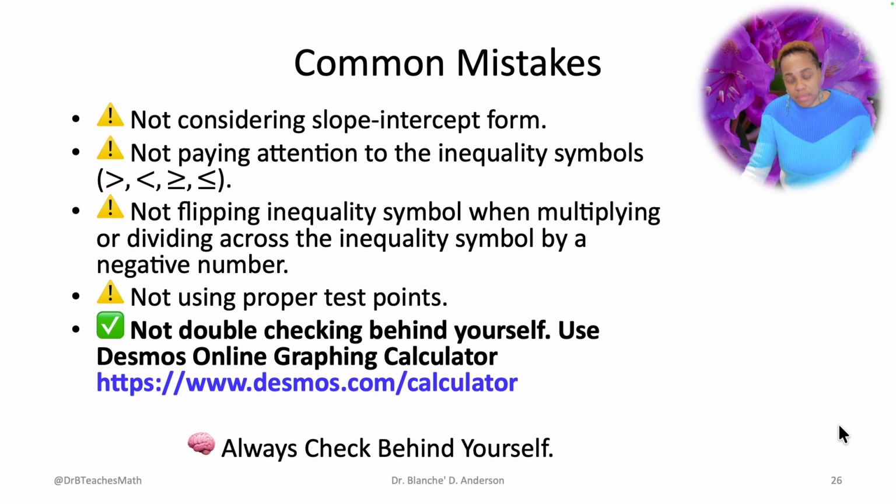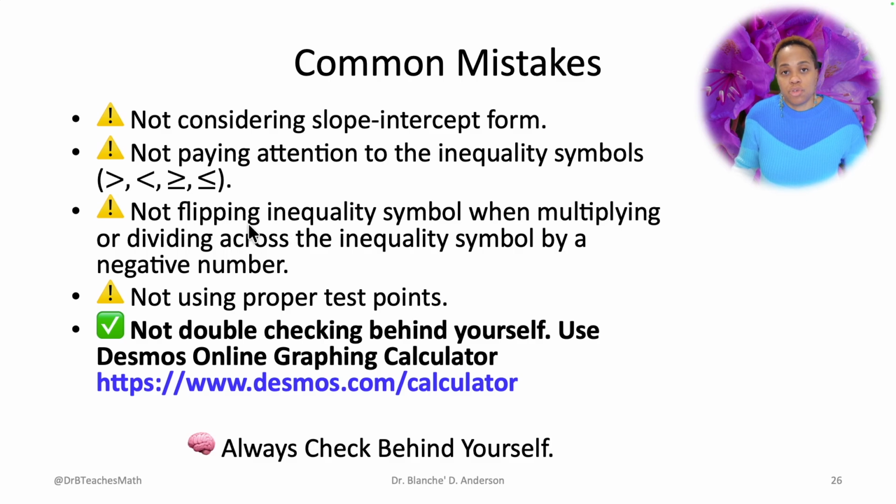Okay, some common mistakes when doing a system of linear inequalities is not paying attention. Really, just not paying attention. Consider using slope-intercept form. It'll help you graph it. Some people don't consider it and they find it a little harder to graph. But if it's in standard form, you can still pick points and graph those points. Pay attention to the inequality symbols. Okay, that's going to tell you solid line, dotted line, which side to shade.